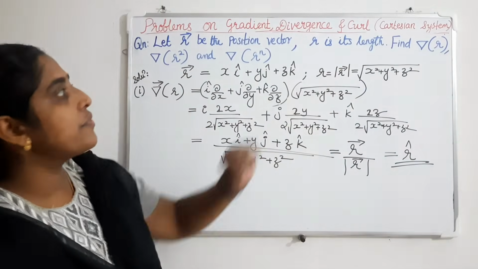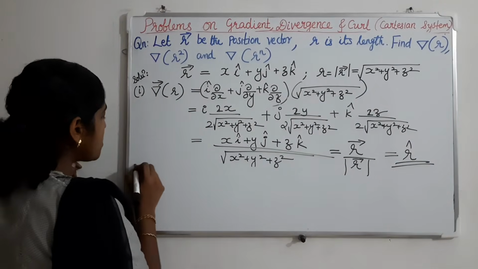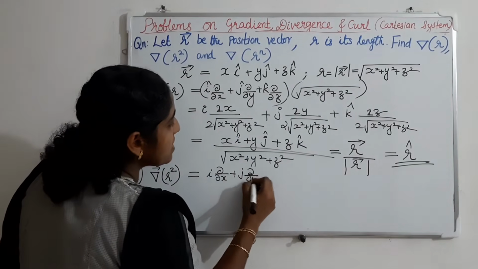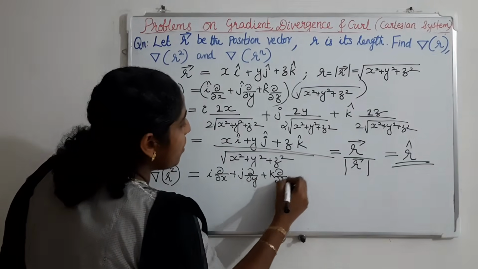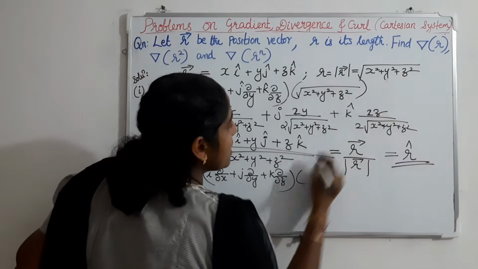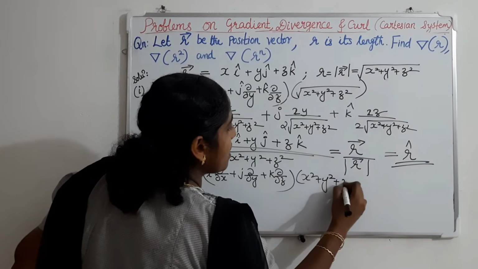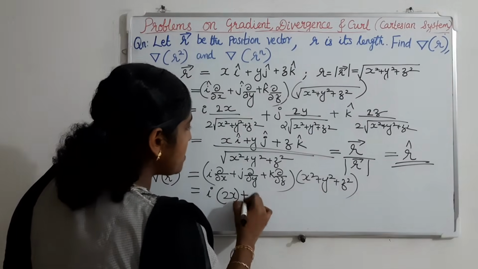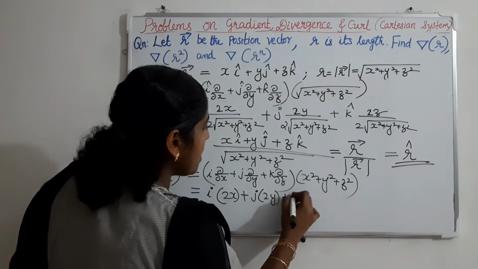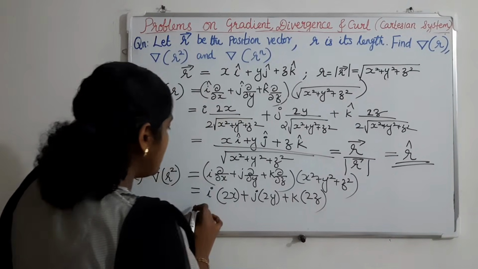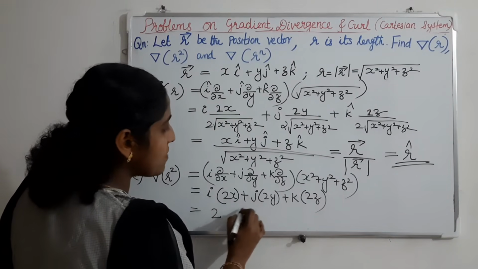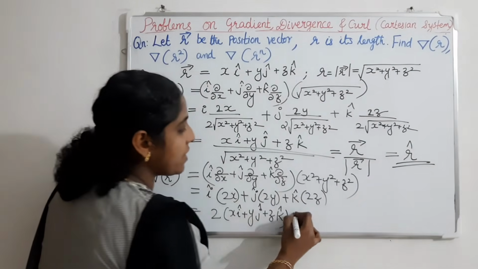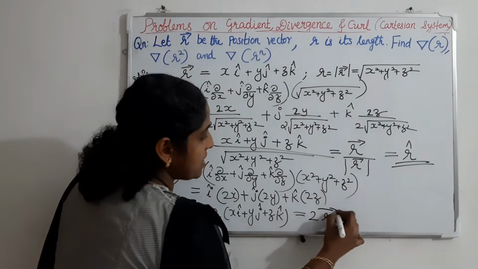For the next question we have to find del of r square, that is equal to i dou by dou x plus j dou by dou y plus k dou by dou z into r square, which is x square plus y square plus z square. So that is equal to i into 2x plus j into 2y plus k into 2z, that is 2 into xi plus yj plus zk. What is this xi plus yj plus zk? That is r vector. So the answer is 2r vector.